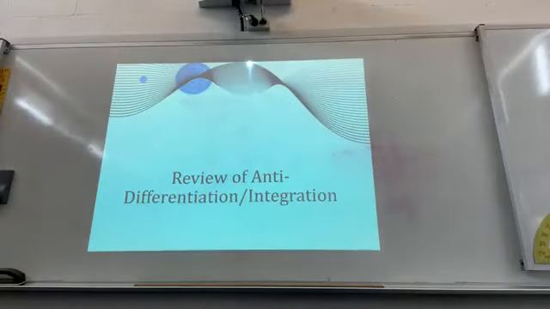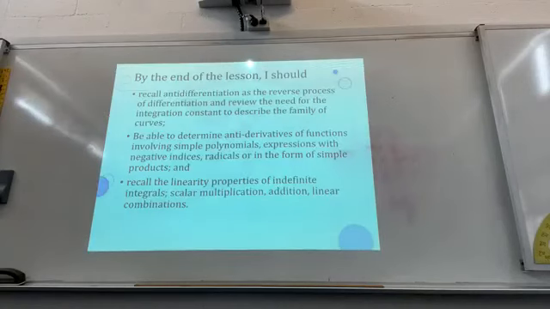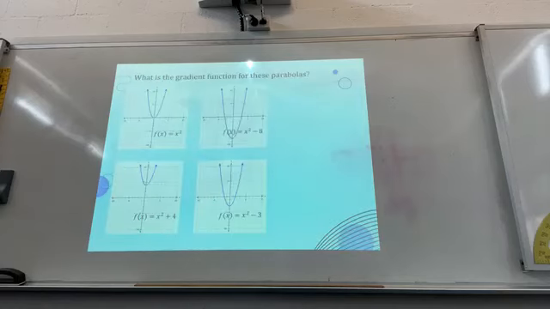So we're just going to review anti-differentiation and integration. All right? Let you read the lesson objective. So from here, you know that the gradient function of these four parabolas are exactly the same, which is f dash x equals x. So these are called the family of curves. They all have the same exact gradient function.